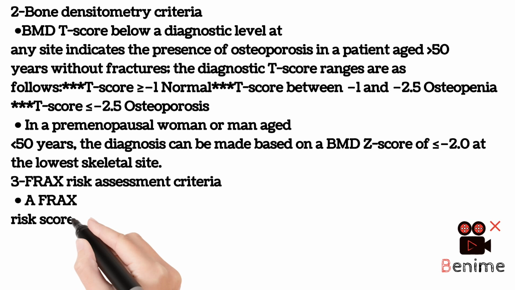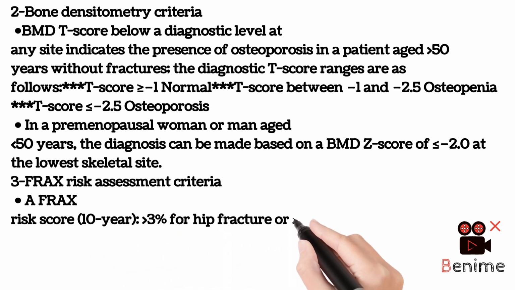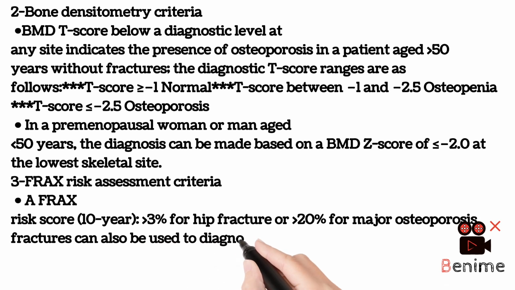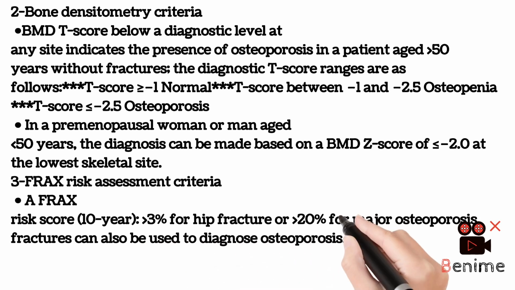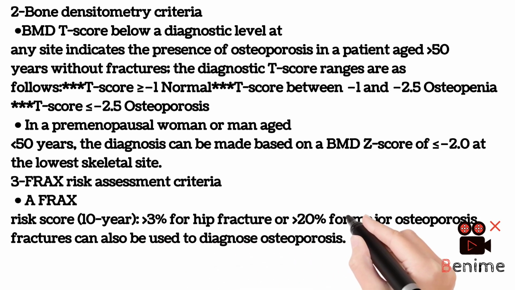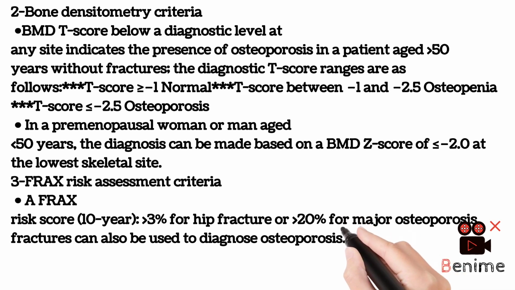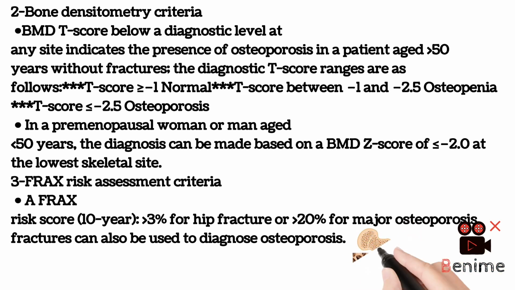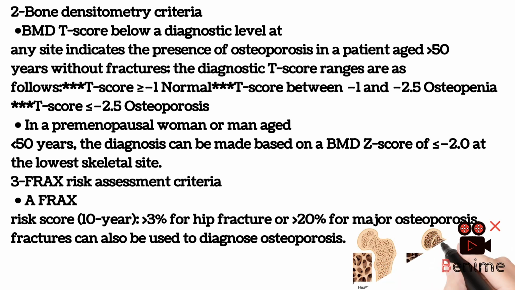In a premenopausal woman or man aged less than 50 years, the diagnosis can be made based on a BMD Z-score of less than or equal to -2.0 at the lowest skeletal site. 3. FRAX risk assessment criteria. A 10-year FRAX risk score greater than 3% for hip fracture or greater than 20% for major osteoporotic fractures can also be used to diagnose osteoporosis.